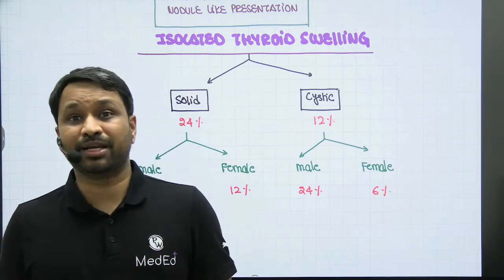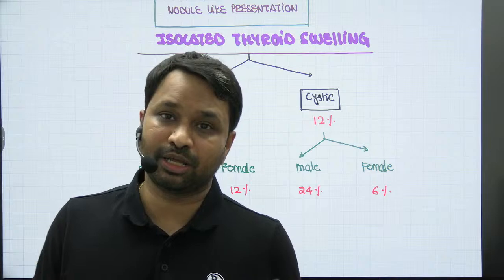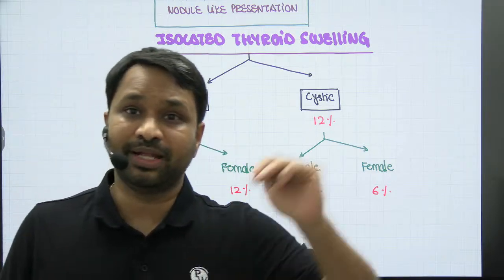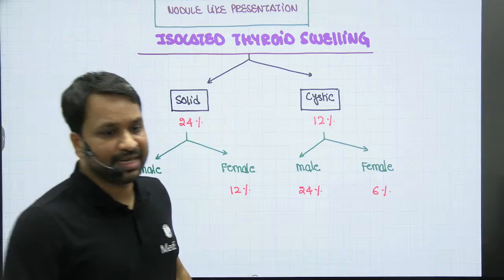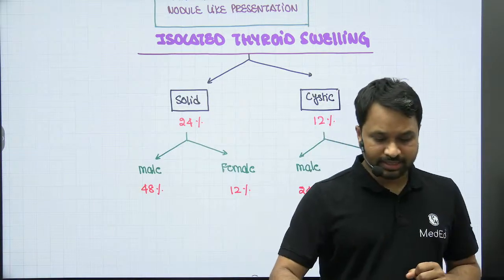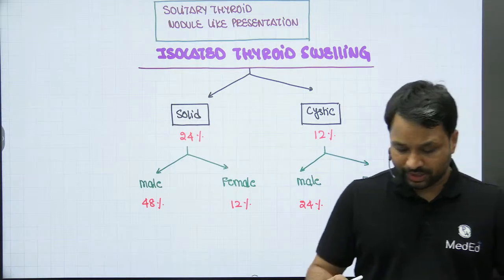Cystic is still better, but solid is going to be very, very tricky, because 48% of the males with a solitary thyroid swelling are going to be malignant. Is that clear? Okay. So this is in terms of isolated thyroid swelling that you need to understand.